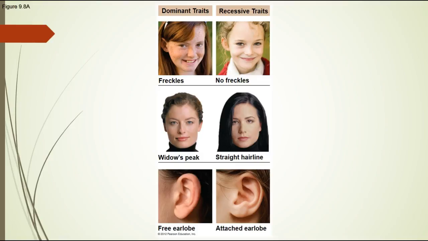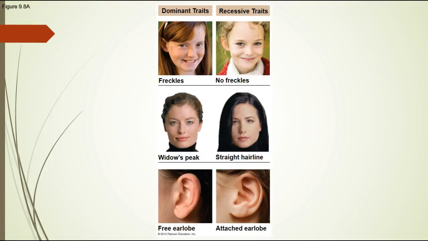Here are some traits that are found in humans around the world. The ones on the left are dominant, the ones on the right are recessive. So freckles are dominant, but how many people have freckles? Do more people have freckles than not? No, more people don't have freckles.